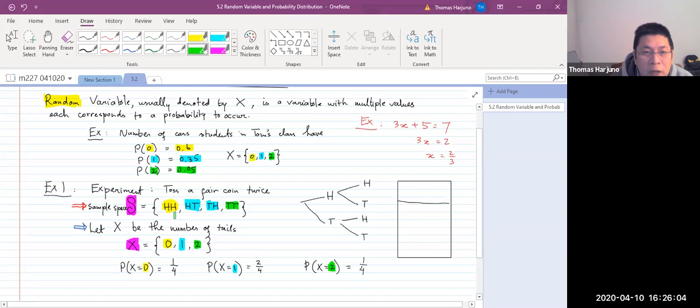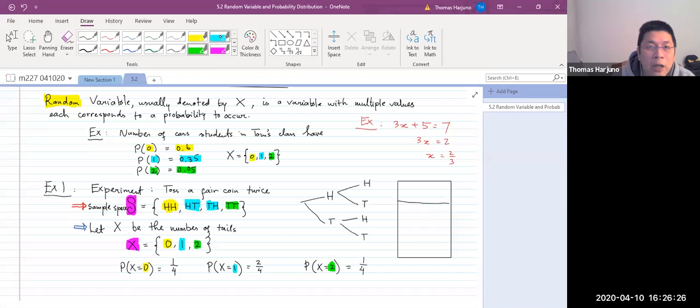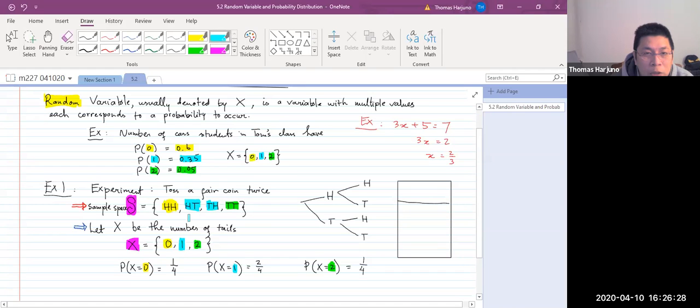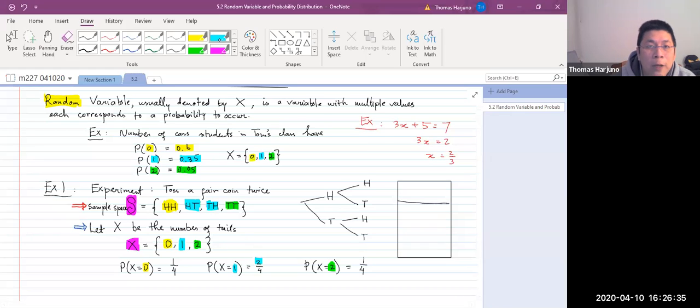I have to emphasize that each one of these outcomes in the sample space happens to be equally likely. Happens to be equally likely means each one of them has the same probability. That's why the probability of getting 2 tails, which corresponds to x equals 2, is 1/4. The probability of getting 1 tail, which corresponds to these 2 events here, is 2/4.